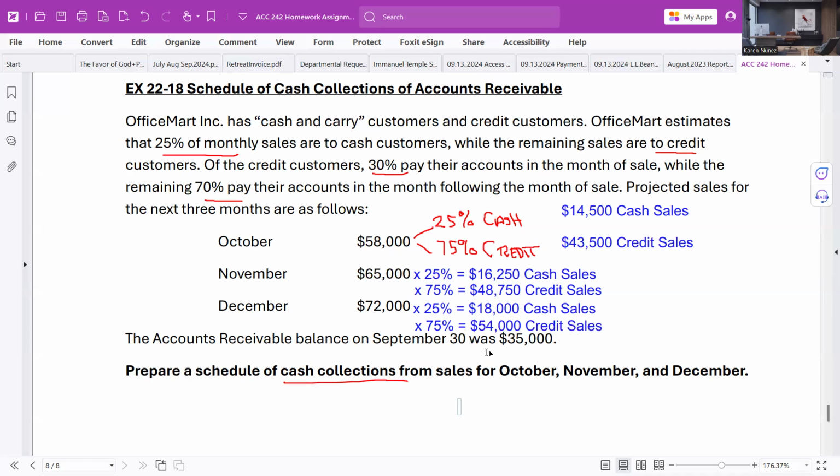Well, any sales that they made in September, 75%, remember, were credit sales. And they only collected 30% in September. The other 70%, they're not going to collect until October. So we're going to need to show those collections in the month of October. So again, the basic pattern is going to be 30% in the month of sale, 70% in the following month. So we need to show collections in each month. So let me see. I have some headings that we could use here to make this just a little bit easier, I think.